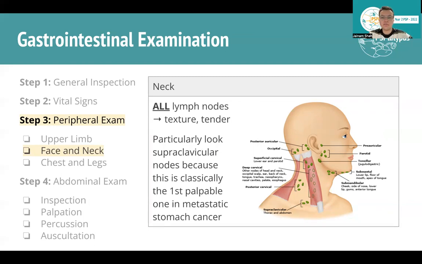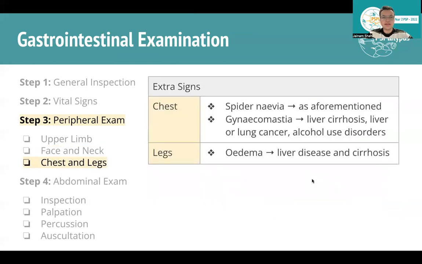That's where you have a very high clinical suspicion of a gut cancer. Okay, so that's the first lymph node that would be enlarged that you can actually feel. And then some extra signs when it comes to the rest of the body. So if you have a look at the chest, you can have spider nevi. So that's something that I would have mentioned before. But in this case, again, it's a very similar sort of pathology.